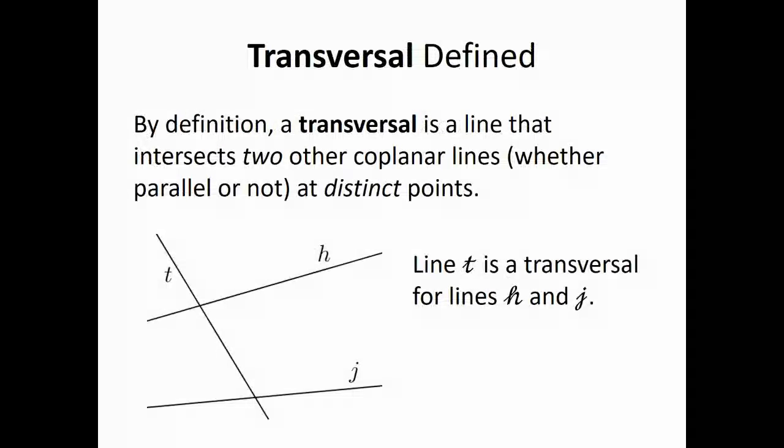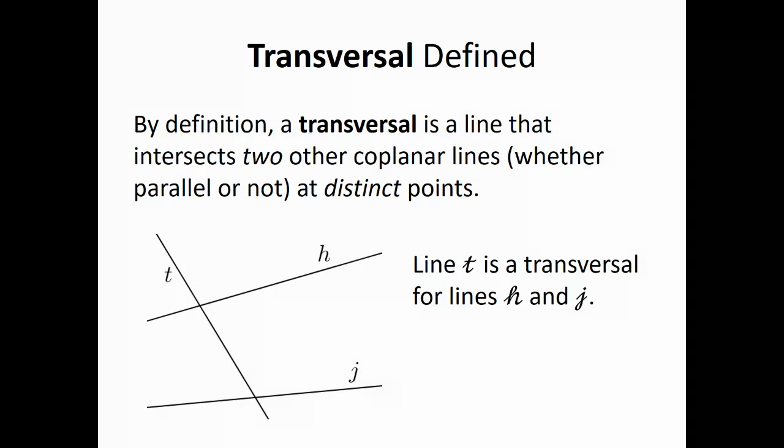Now, typically, when we talk about parallels, we always have a third line present. We don't talk about the two parallel lines in isolation, but rather we have a third line called a transversal that intersects the two other lines at distinct points. Now do note that typically, our two lines that are crossed by the transversal are parallel lines, but that's not part of the definition. The definition is simply this. A transversal is the line that intersects two other coplanar lines, whether they're parallel or not, at distinct points.